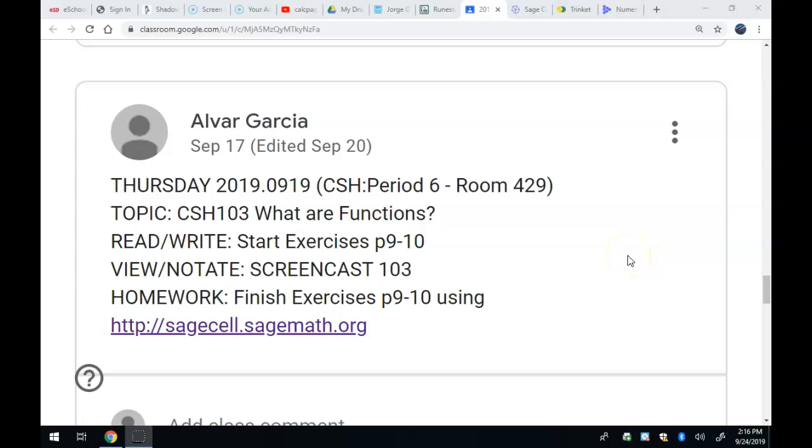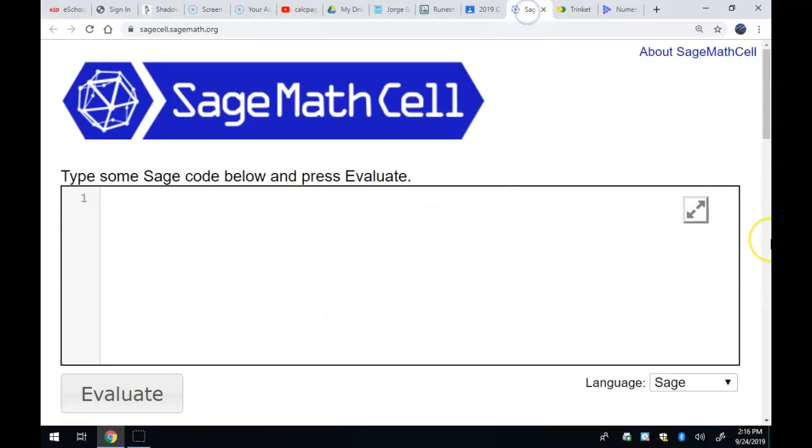Here's Chapter 1, Section 3, Part B. We did questions 1, 2, 3, and 4. Now we're going to do question number 5. And here we go. Alright, so Computer Science Honors 103 continued.